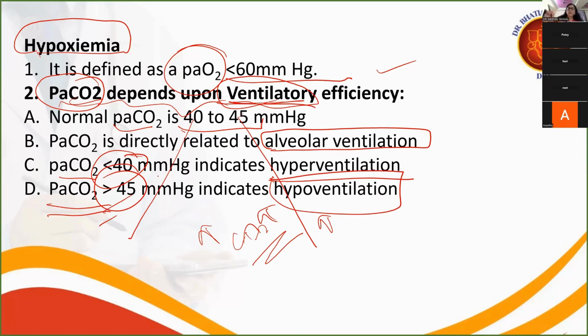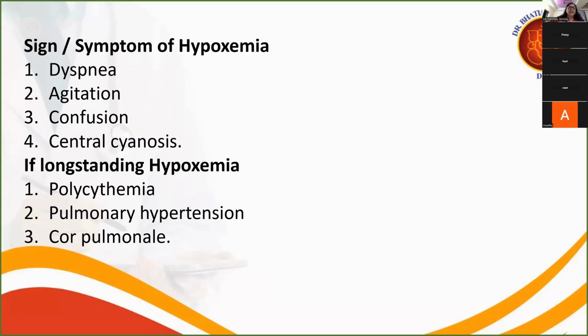That is, it will be more than 45 millimeters of mercury. So what will be the signs or symptoms of hypoxemia? If there is hypoxemia, you will be dyspneic because the oxygen supply to the tissues is insufficient and you will feel oxygen hunger. You will have a craving for oxygen. That is, you will start hyperventilating, and you will get dyspneic. Then you will be agitated, you will be confused, and central cyanosis can also happen.